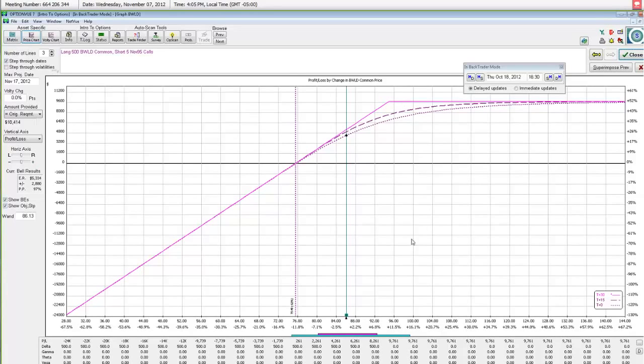This line right here, the solid line, is at expiration of the option. This line, the first dashed line, is today on our graph. This next dashed line is 15 days later. So that just gives you an indication of what would happen in terms of price.